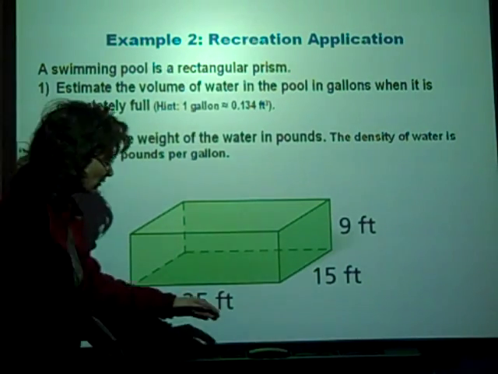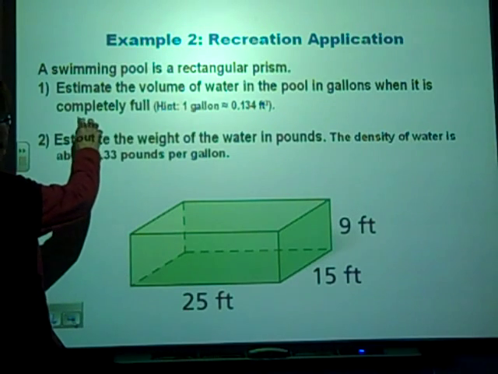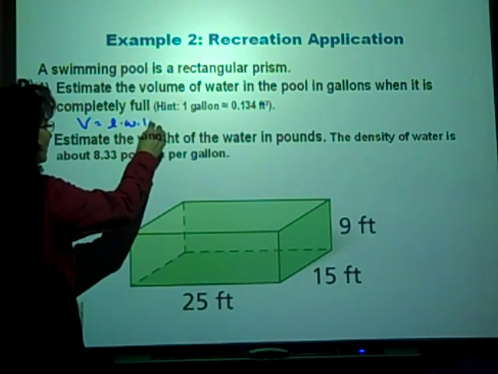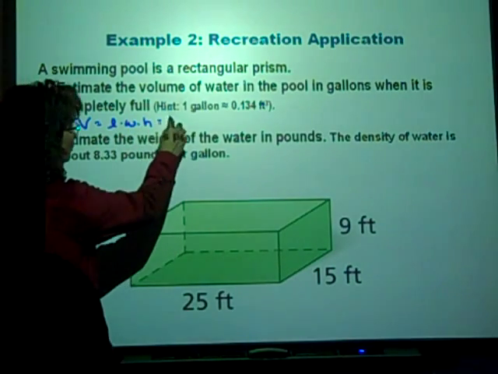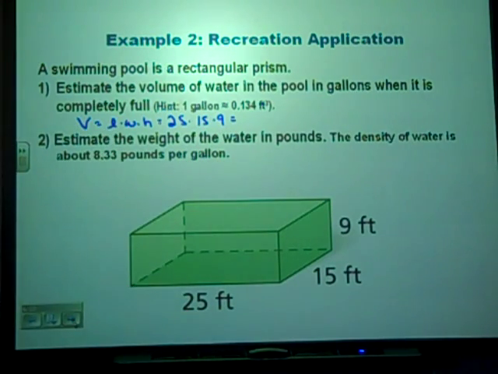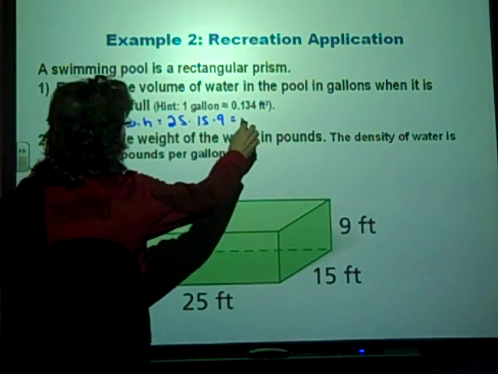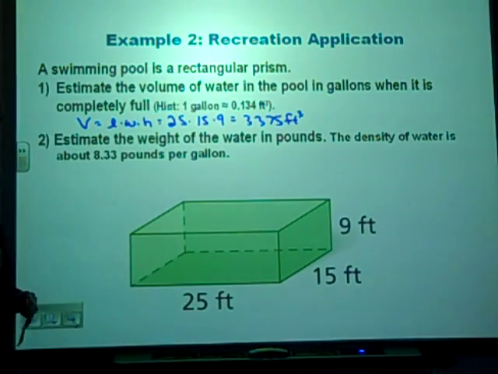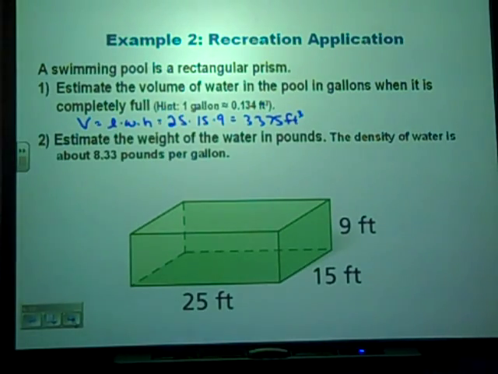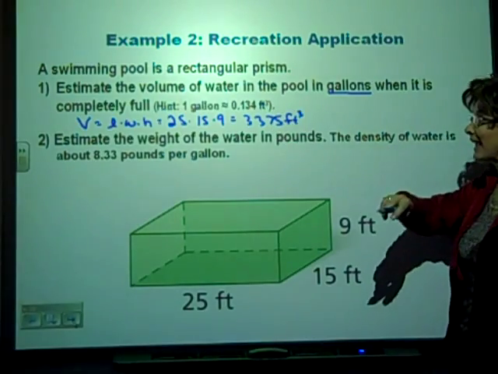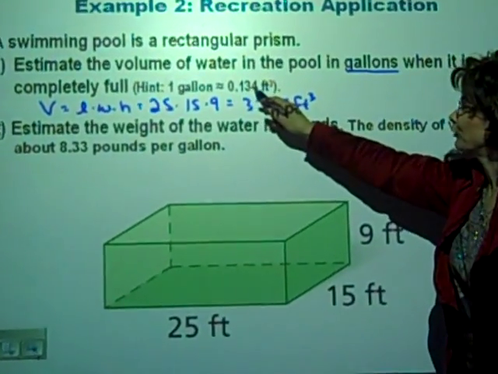Okay? We'll start with, I know volume for a rectangular prism, base, which is length times width, times height. Plug in what I know, 25 times 15 times 9, and when we multiply that out, we'd end up with 3,375 cubic feet of water. But we want it in gallons. But they gave us a hint. They said a gallon is 0.134 cubic feet.